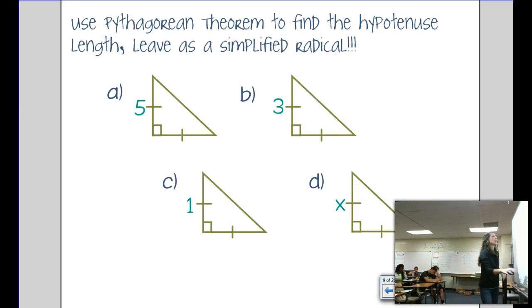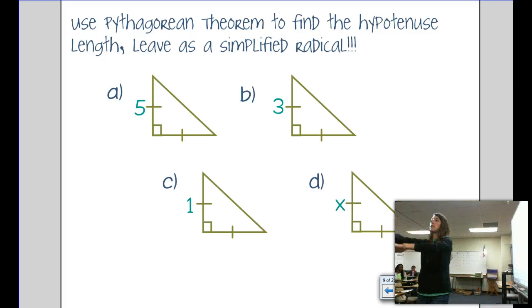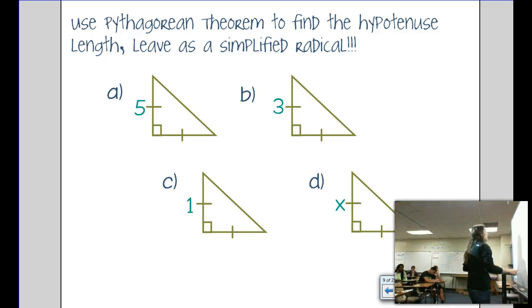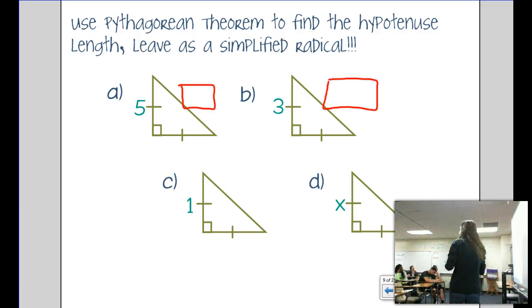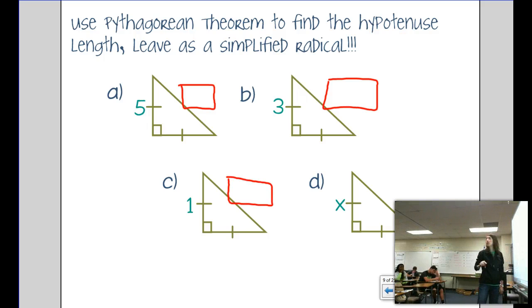Okay. I need your group to do A. You are finding the hypotenuse, this value, and you're leaving it as a simplified radical. I need your group and your group to do B. Do Pythagorean theorem and find the hypotenuse on triangle B. Your group and your group have C, and your group has D. You have C. I want you to do Pythagorean theorem and find the hypotenuse, Ashley. You have triangle C.